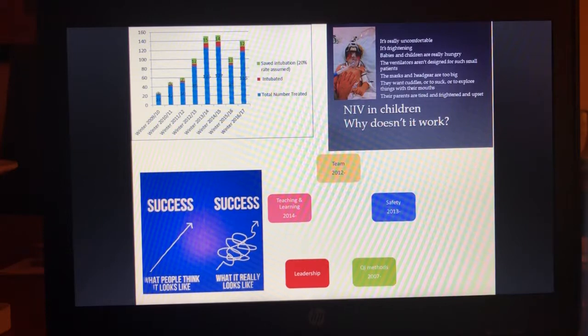We know obviously it must be frightening, both for the children but also for the parents, who are not only frightened but also tired and upset, and at the same time we are denying both the children and the parents of the kind of cuddles and contact, the ability to suck and explore things with their mouths, which adds to the difficulties.